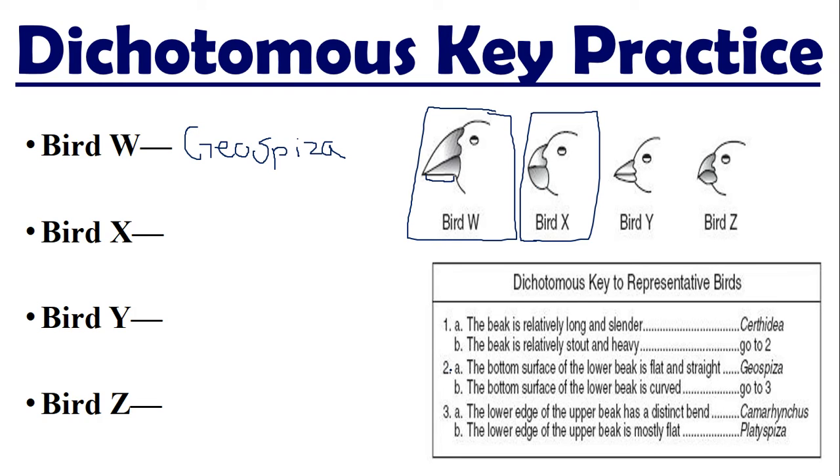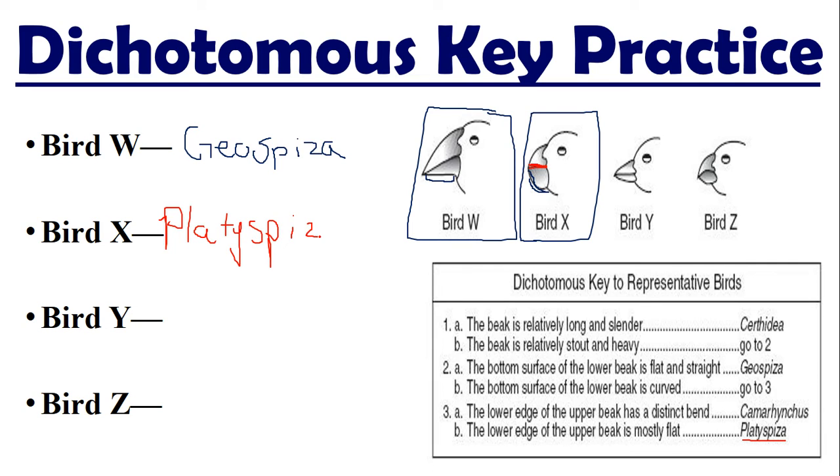The bottom surface of the lower beak is flat and straight, or the bottom surface of the lower beak is curved. This right here is curved. So it goes to question number 3. The lower edge of the upper beak has a distinct bend, or the lower edge of the upper beak is mostly flat. So let me change the color so you can see this. We're talking right here. That looks mainly flat. So if we look at flat, we get the name Platyspiza.